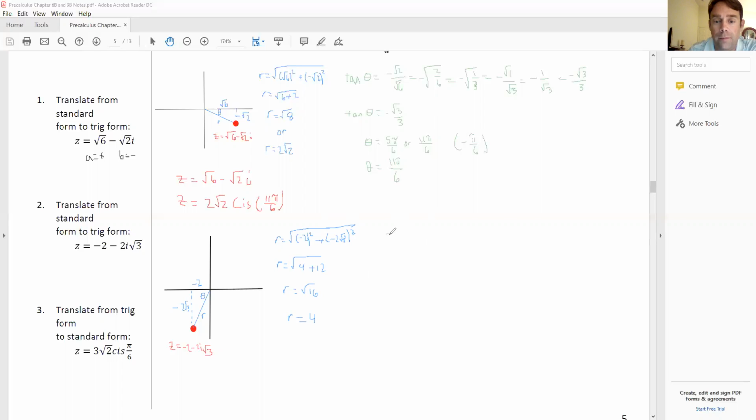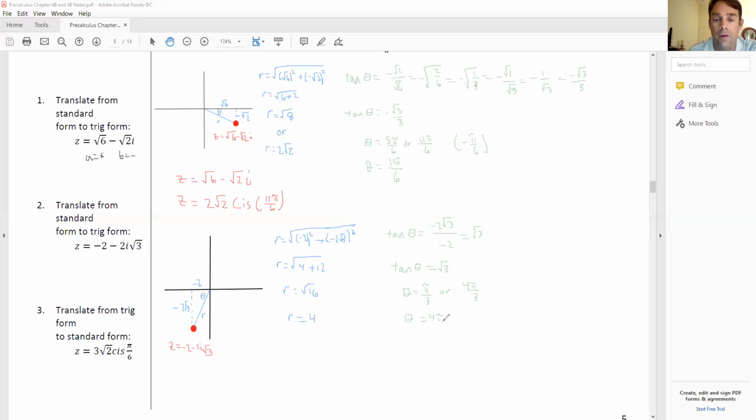So tangent of theta is -2√3 all over -2, which would be a positive √3. So I'm looking for where tangent of theta is √3. So when I think about my unit circle now, I'm going to be either at pi over 3 or I'm going to be at 4 pi over 3. Since I'm in quadrant 3, I want it to be the 4 pi over 3.